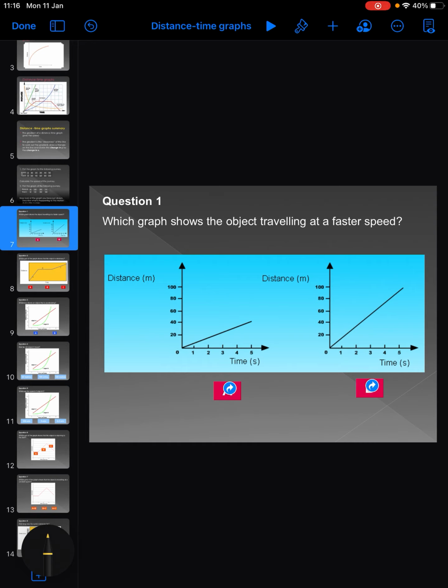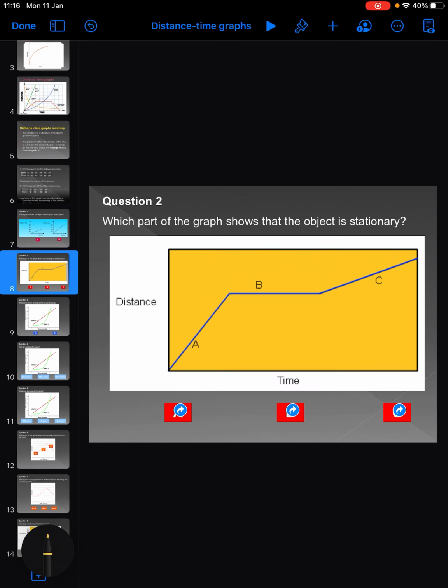So question number 1, which graph shows the object travelling at a faster speed? Feel free to pause the video at any point should you need to look at the question for longer, by the way. So is it graph A or graph B? Okay, question number 2. Which part of the graph shows that the object is stationary? Is it A, B or C? So stationary, remember, means still.